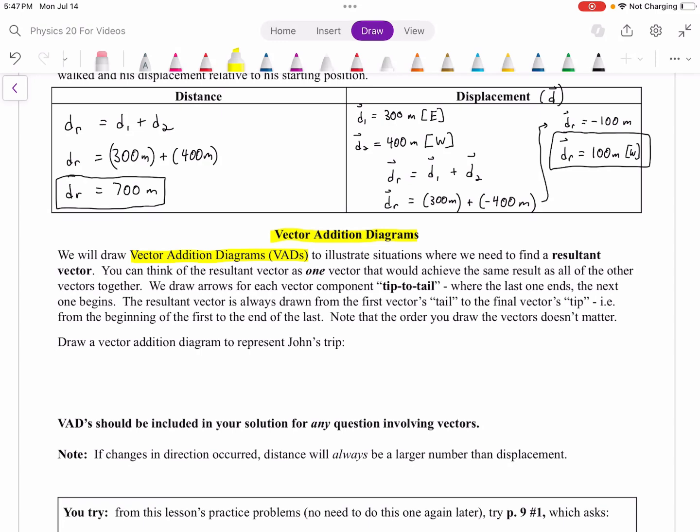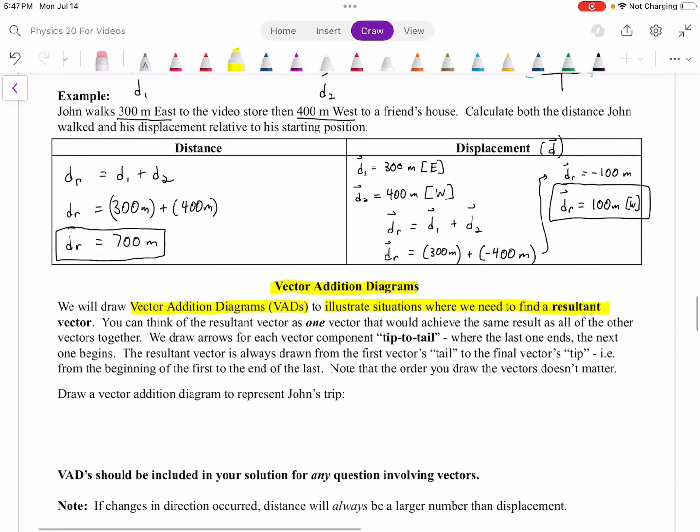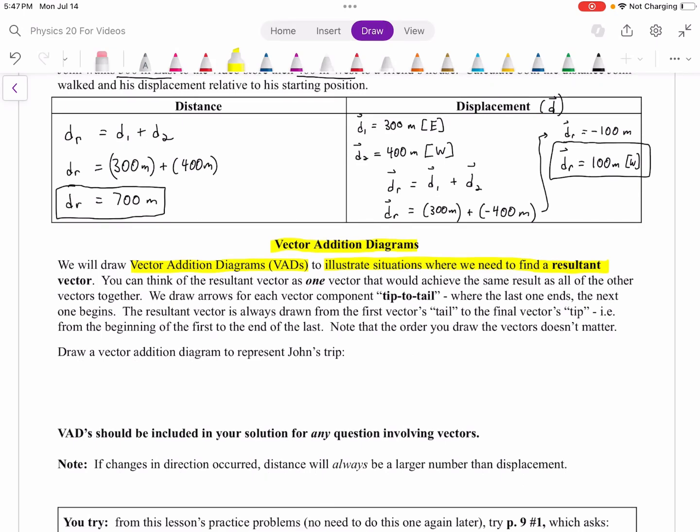What it lets us do is illustrate a situation a lot like what we just did here with John's walk to the store and back to his friend's house, okay? Where we need to find a resultant vector. And that resultant vector is the one vector that would achieve the same result as all of the other vectors together, right? To show you what I mean by that, you could walk 300 meters east and then 400 meters west. The result will be that you are 100 meters west of where you started, right?